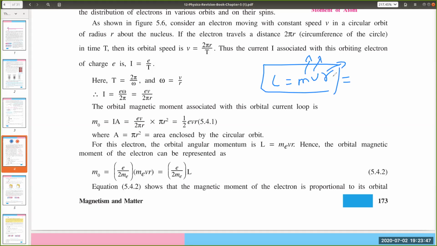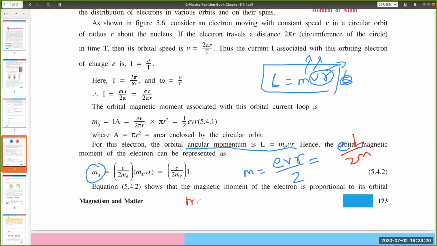Here, this L is mvr, okay? L is angular momentum. And here the magnetic moment M is equal to evr by 2, right? So see, vr is what? L by m, right? So you can write it here, eL by 2, and vr is L by m, so the magnetic moment is eL by 2 times the mass of the electron.